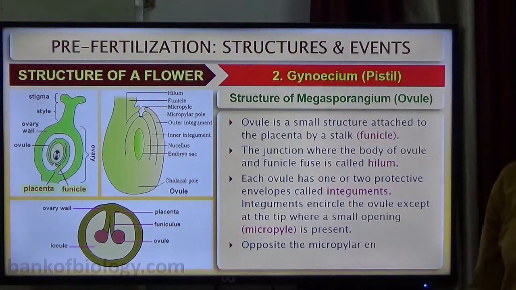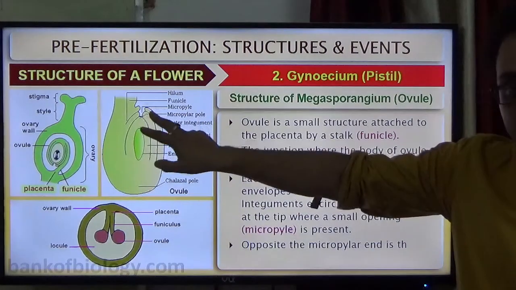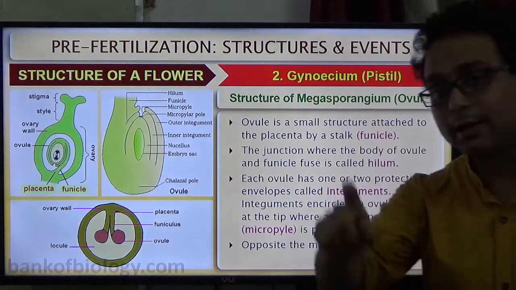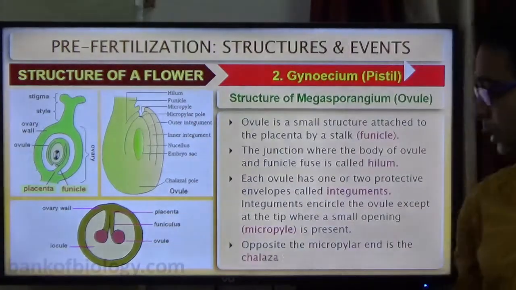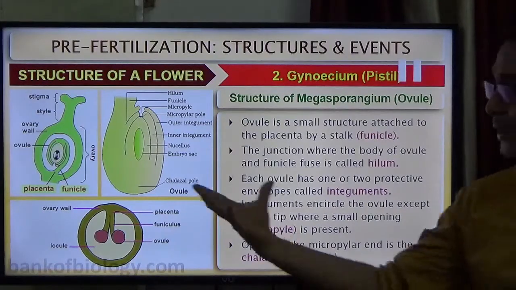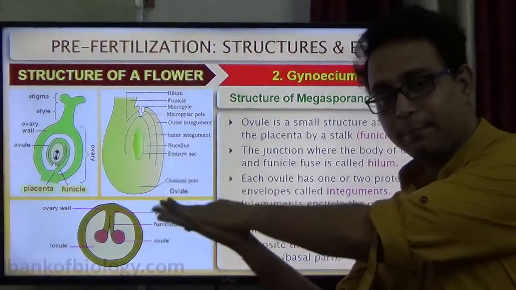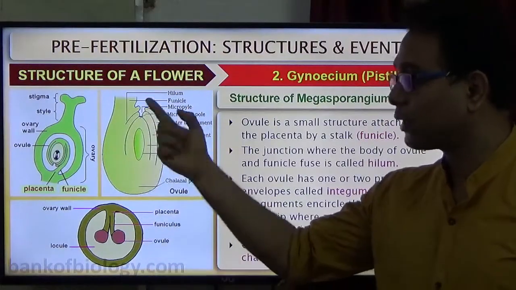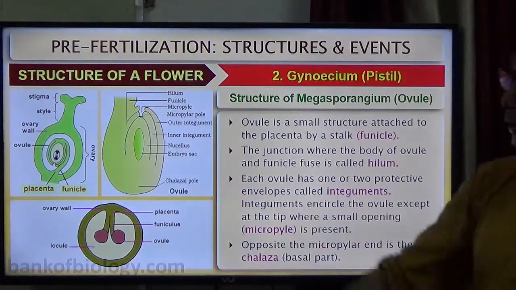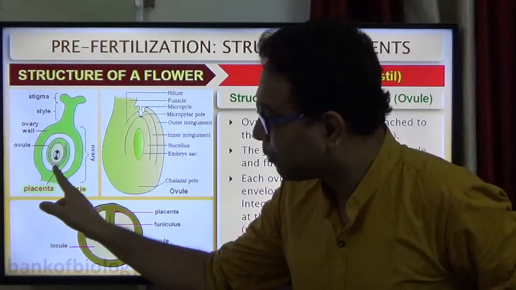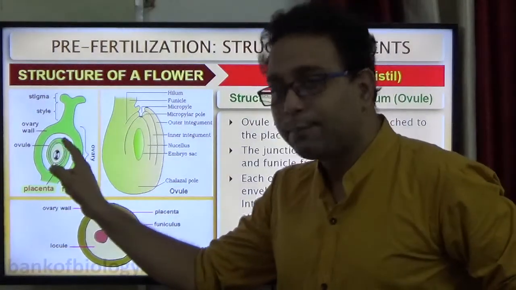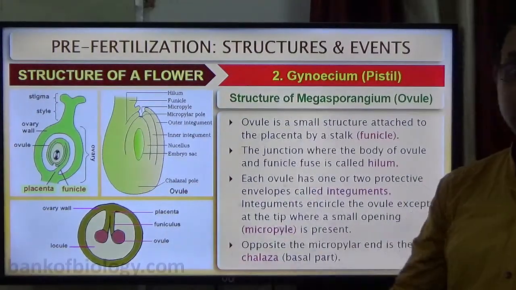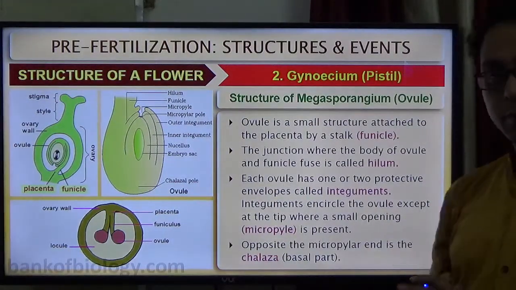Opposite of the micropylar end, that means this side, is called the chalazal pole, or the basal part. Basal part, base, that part opposite to the micropylar end. In this picture, it is the micropylar end. So this point is the basal point, the chalazal end. It is the structure of the ovule.